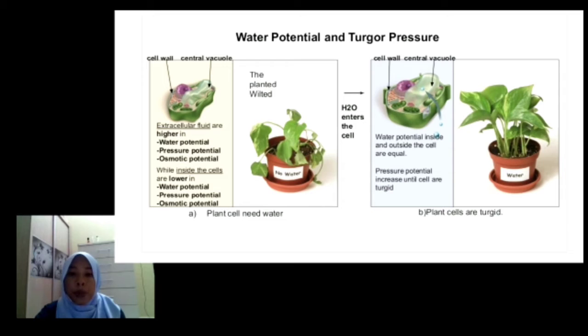But when the water enters the cell, the water potential inside and outside of the cell are equal, so there is no water movement. Other than that, the pressure potential will increase until the cells are turgid, which means it cannot accept more water, or if it accepts excess water, it becomes swollen.